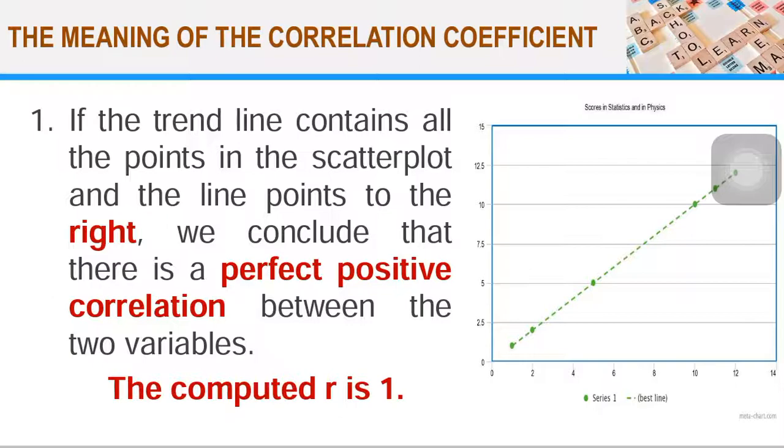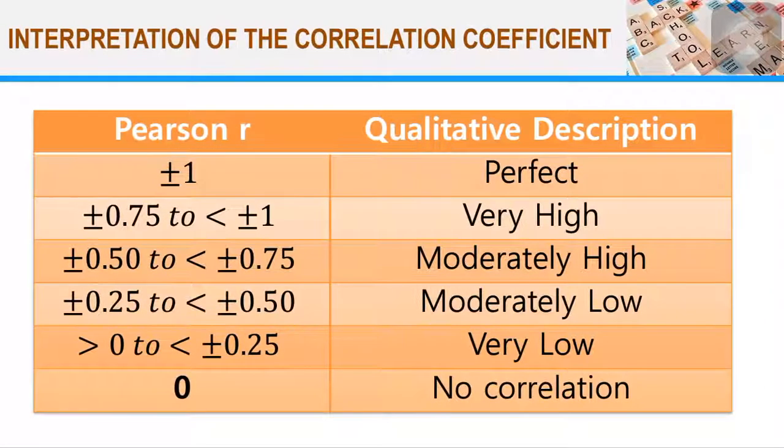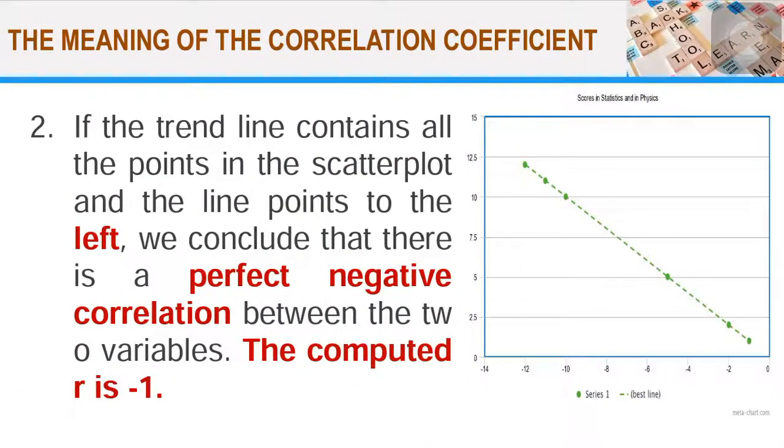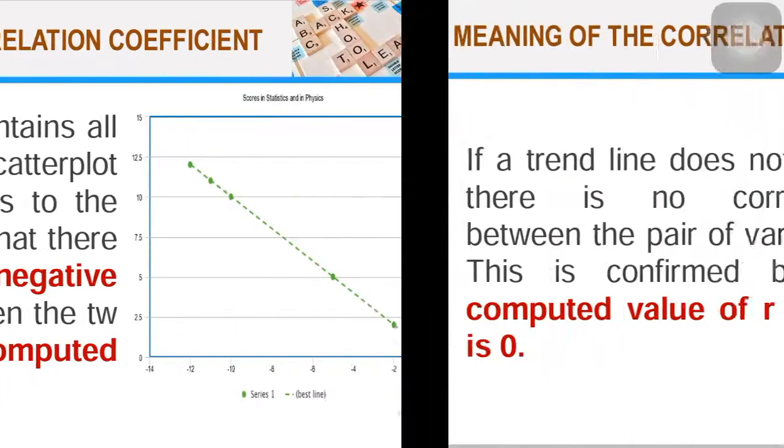Now, other interpretations. If our trend line points to the right and all the points are in the trend line, there's a perfect positive correlation. And our computed R is 1. Exactly 1. We go back to the table. If it's positive 1, it's perfect. If it's negative 1, it's still perfect. Second, if our trend line goes down and all the points are in the trend line, there is a perfect negative correlation. And the computed R is negative 1.